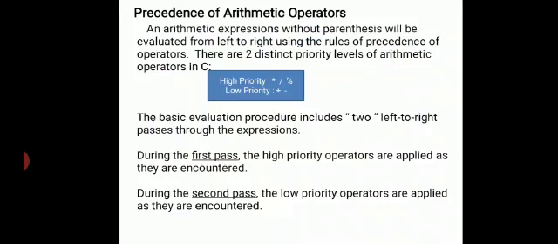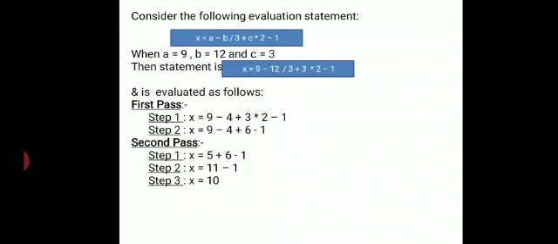Precedence of arithmetic operators. An arithmetic expression without parentheses will be evaluated from left to right using the rules of precedence of operators. There are two distinct priority levels of arithmetic operators in C: high priority and low priority. High priority operators are multiply, divide and modulus; low priority are plus and minus. The basic evaluation includes two left to right passes through the expression. During the first pass, the higher priority operators are applied as they are encountered. During the second pass, the lower priority operators are applied as they are encountered.